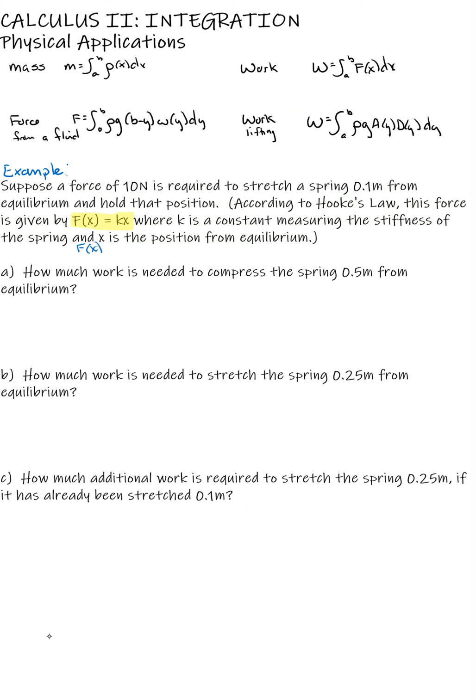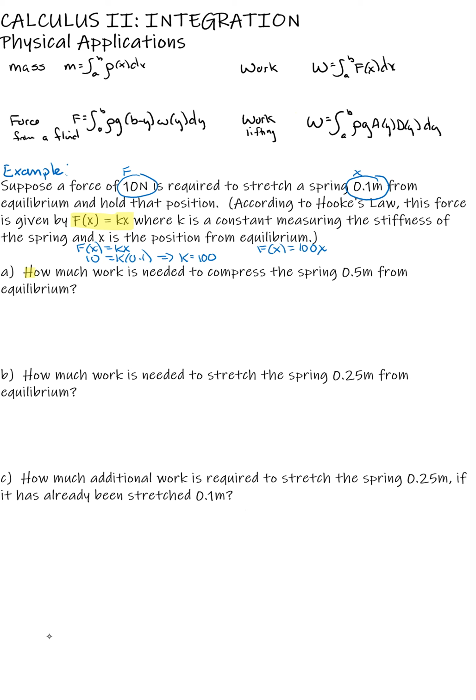F of x is equal to k times x. Well, we have a force of 10 newtons, and that stretches my spring 1/10 of a meter. So this is our force. Here is our distance. So that gives us 10 is equal to k times 1/10. If we solve this for k, we get k, our constant, is 100. So for this situation, we have f of x is equal to 100x. And we're going to need that for each of these parts.